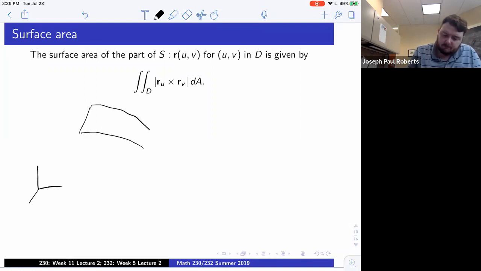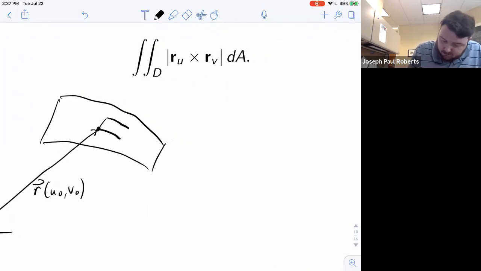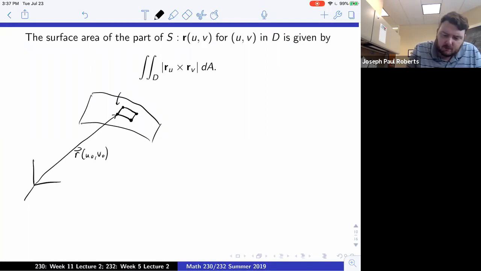Let's see here. What I want to do is consider this little patch of the surface. So let's see here. I'm going to zoom in, might as well. Where I have r(u0, v0) as one of the corners. And then I'm going to let, I guess, let's have this one be v. So this is (u0, v0 + Δv), the parameter values at that point. And then this one would be located at (u0 + Δu, v0). And then finally this corner is (u0 + Δu, v0 + Δv).